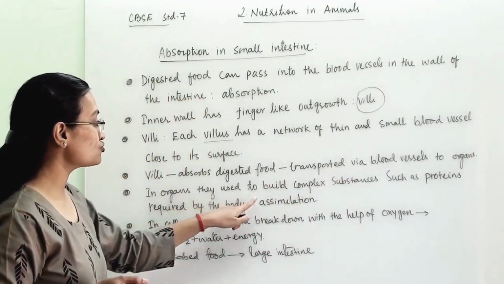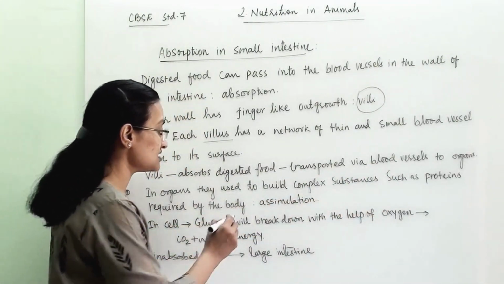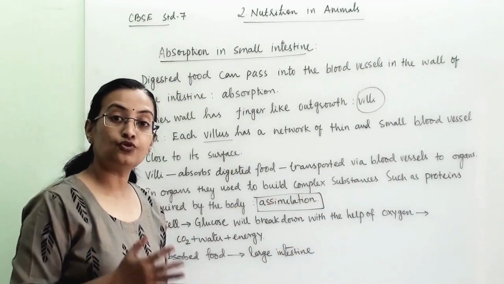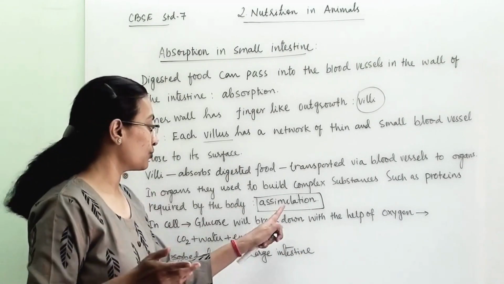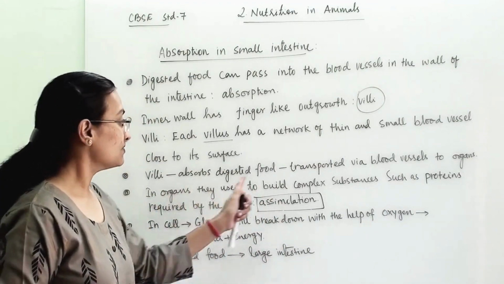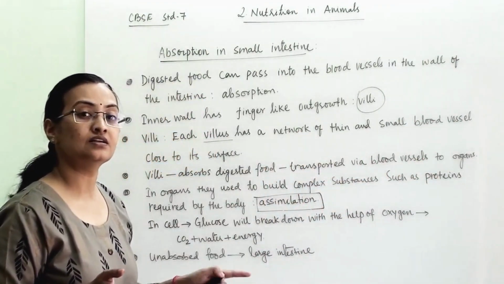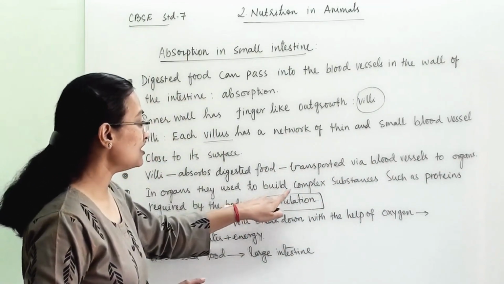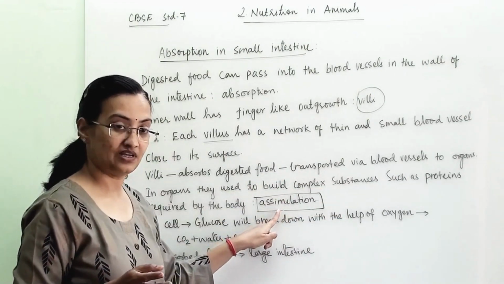In organs, they build complex substances such as protein required by the body, and this process is known as assimilation. So whatever food we are eating, that food is used to make protein. It will get digested in small intestine, absorbed via villi, then transported via blood vessel to the organ, and in the organ the cells will manufacture the protein. In the organ they will build complex substances like protein. So this process is known as assimilation.